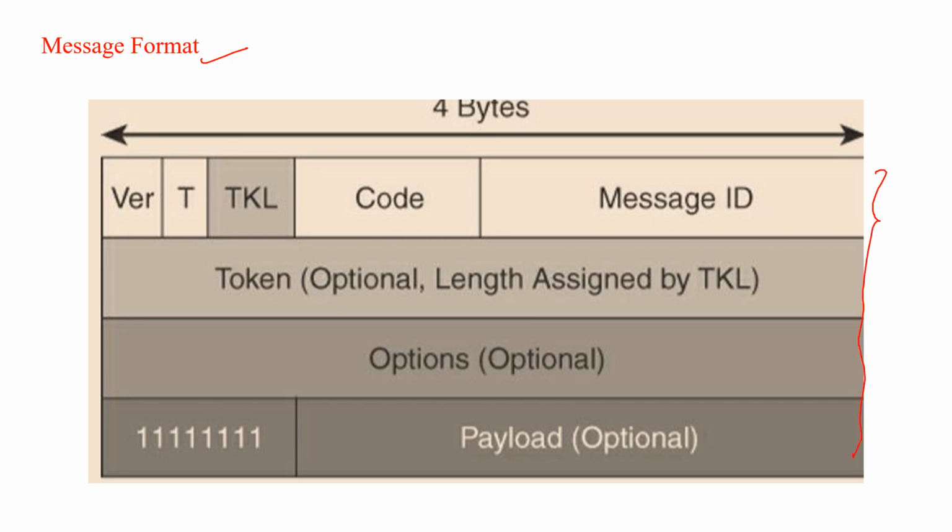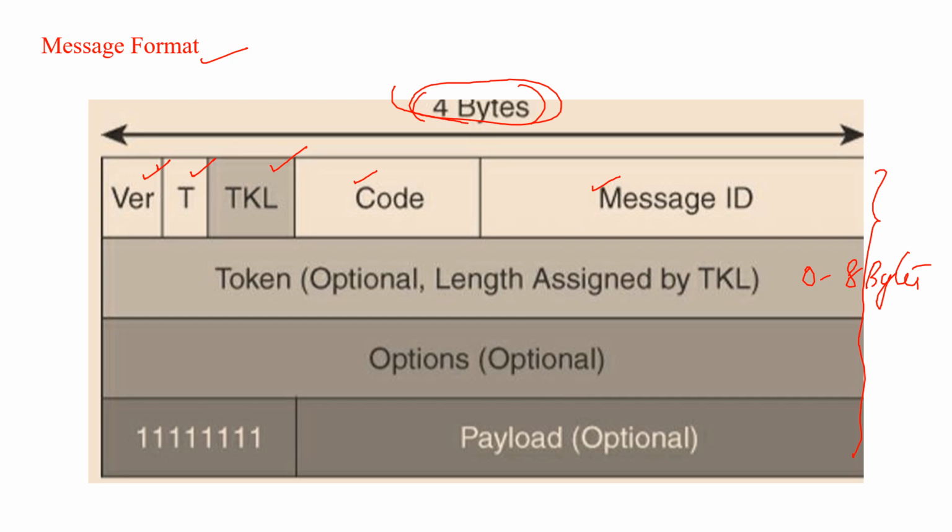The first, upper layer consists of your header field, which is 4 bytes, that is your fixed length header field, right? It consists of VER, which stands for version, T which stands for type, TKL which stands for token length, next your code, and your message ID. Okay, so you have 5 fields, with a total fixed size of 4 bytes. The next layer consists of your token, which is variable length. So what is the length? It is 0 to 8 bytes.